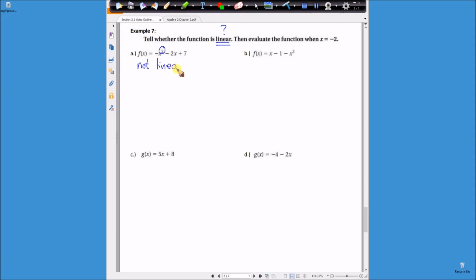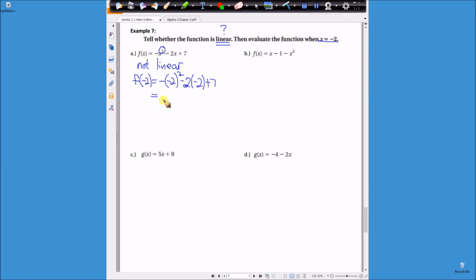This is definitely not linear. And then substitute -2 in there. So let's evaluate the function. f of -2 equals -2 squared minus 2x plus 7. Oops, sorry, forgive me there. Not minus 2x. We want to substitute. So minus 2 times -2 plus 7.